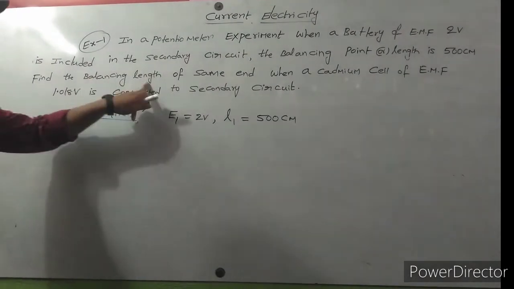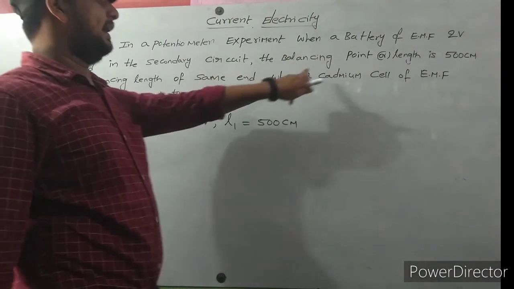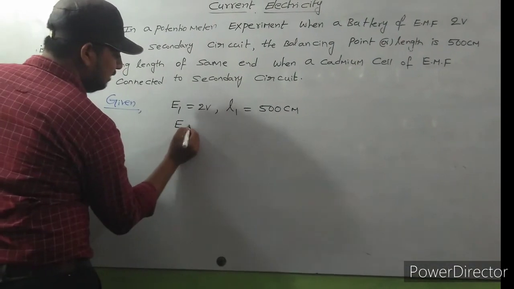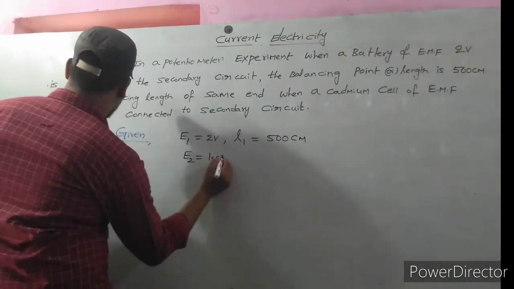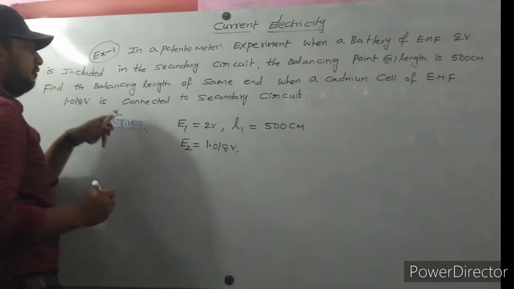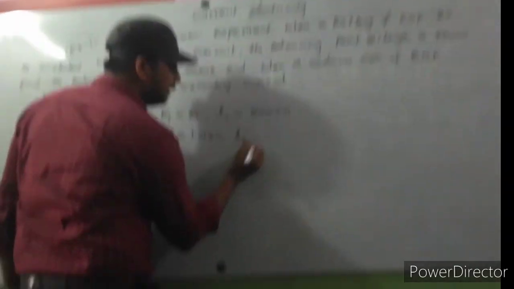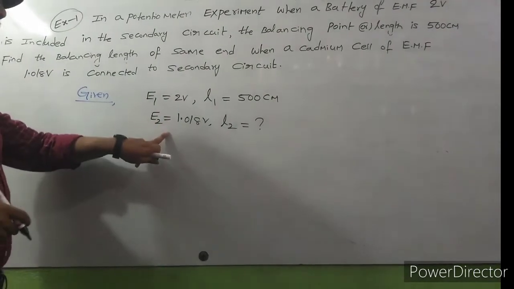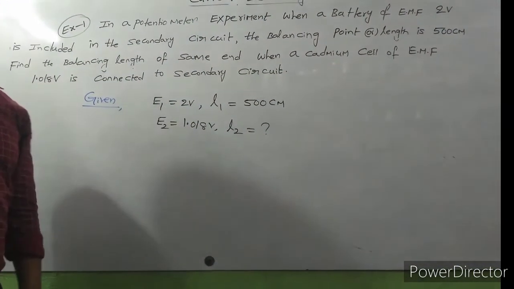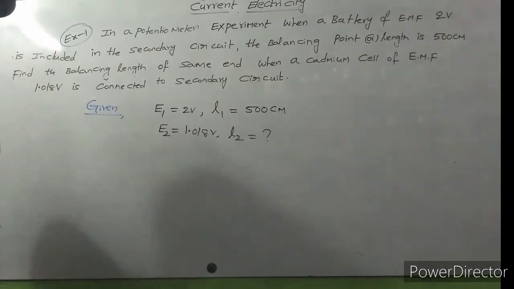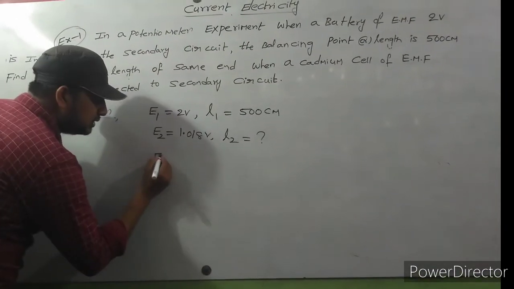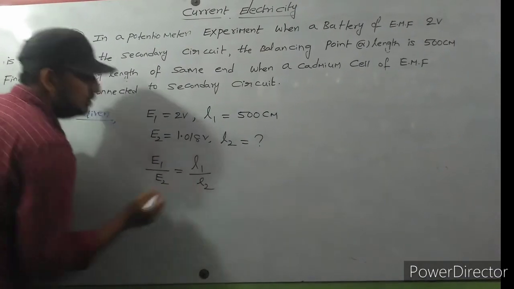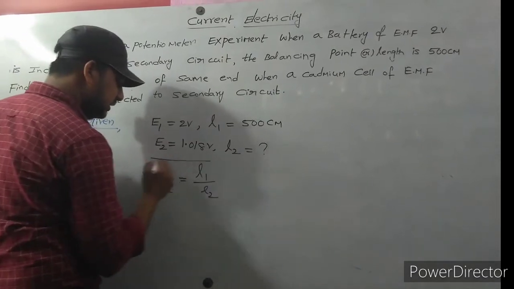Next, find the balancing length of same when a cadmium cell of EMF 1.018 volts is used. That means E2 value is given, 1.018 volts, and we need to find its balancing length. So E1 is given, E2 is given, L1 is given, L2 value we need to find. What formula we need to apply here? By comparison of EMF of two cells, we know the formula E1 by E2 is equal to L1 by L2. I want L2 here.